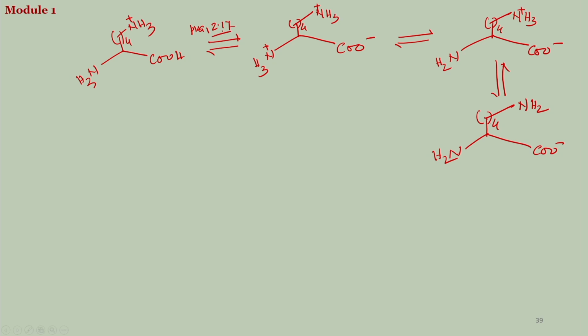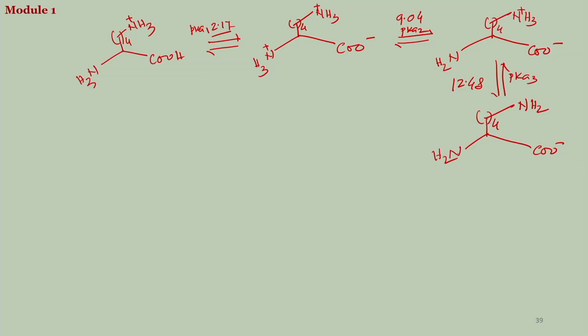which has a value of around 2.17. pKa 2 has a value of 9.04, this is pKa 2, pKa 3 is around 12.48. Now the question is, what will be the pI? Which steps will you consider for the calculation of the pI?